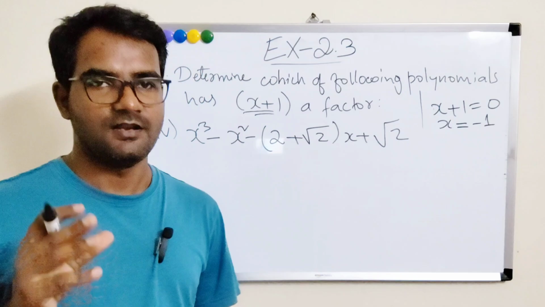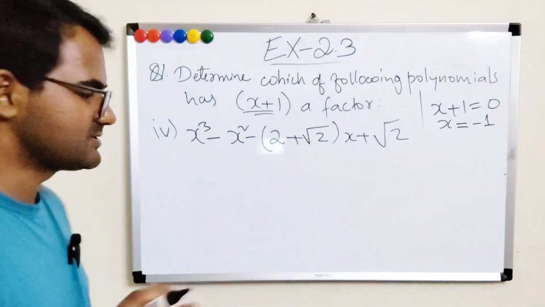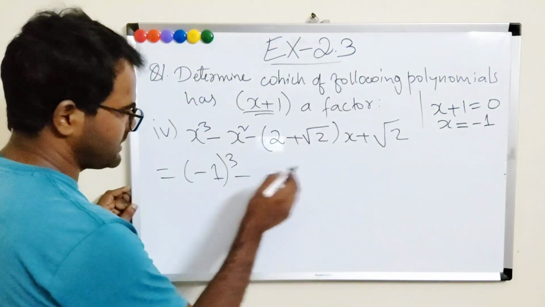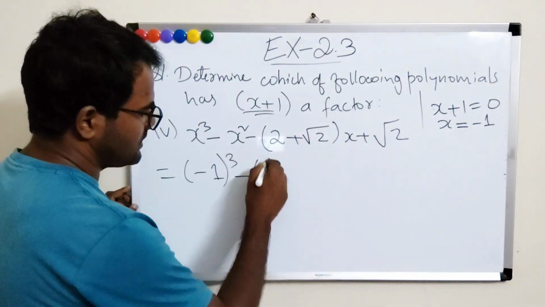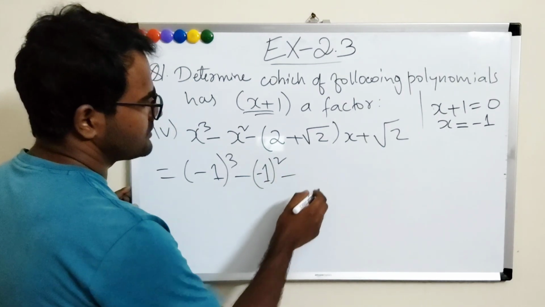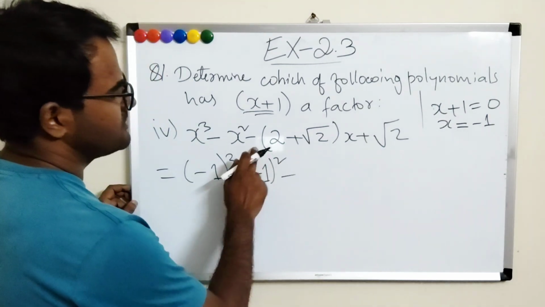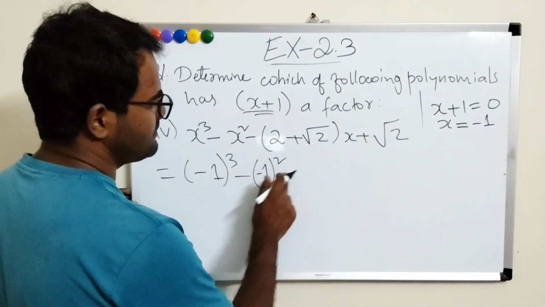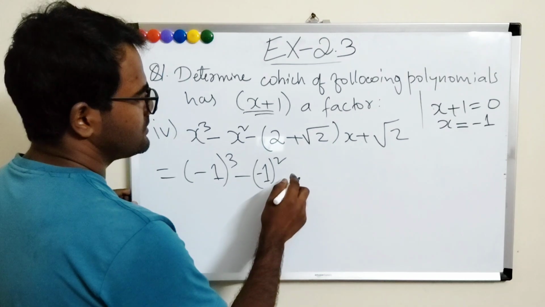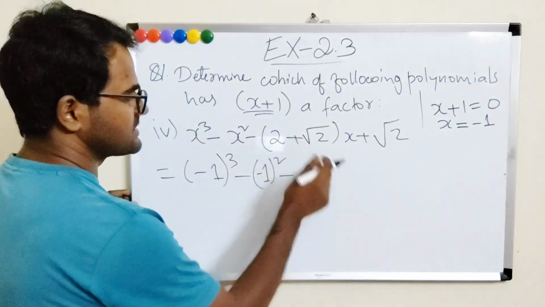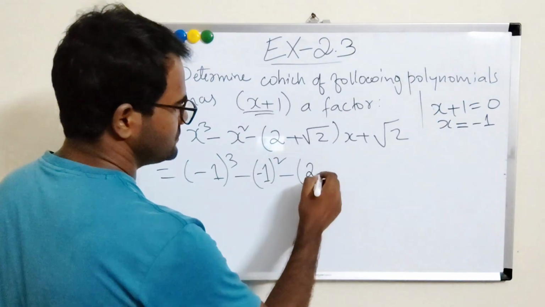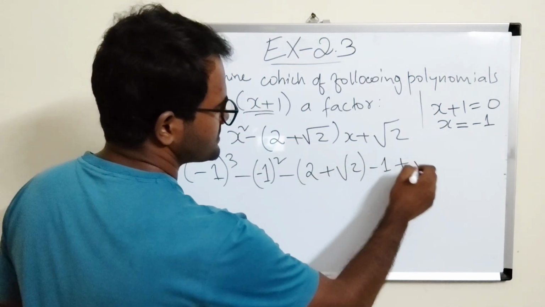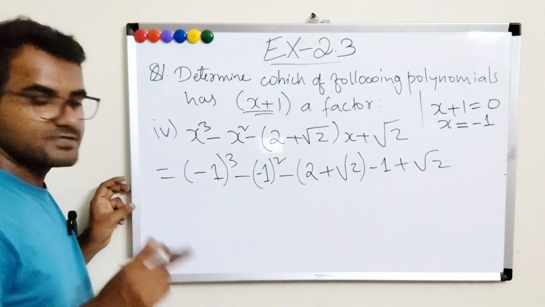Well, so now we have the last one, that is number 4. So let us solve. Alright, so here we have minus 1 cube plus minus, then again minus 1 square, then minus, then what do we write here? See, we'll just interchange the sign, alright? That is, minus will become plus and plus will become minus, right? Or else we'll just continue like this, alright? Let's just continue. 2 plus root 2, and here in place of x we'll write minus 1 plus root 2, right? I hope this is clear.